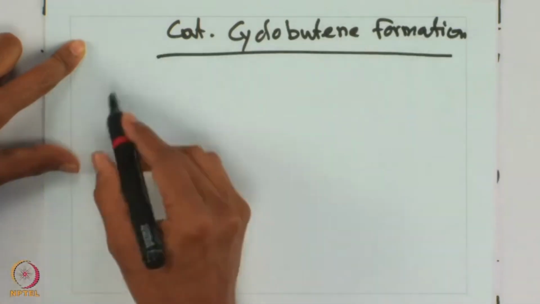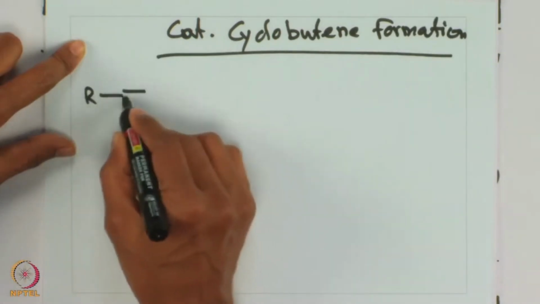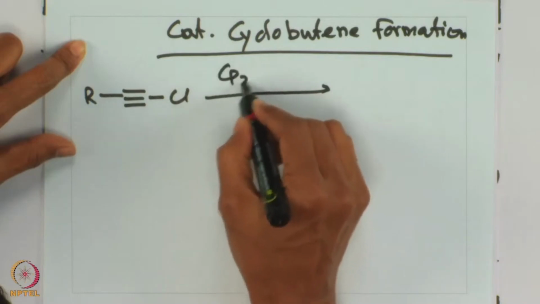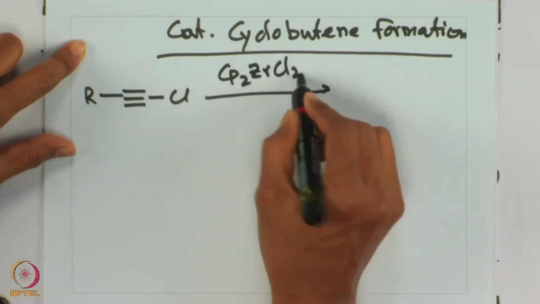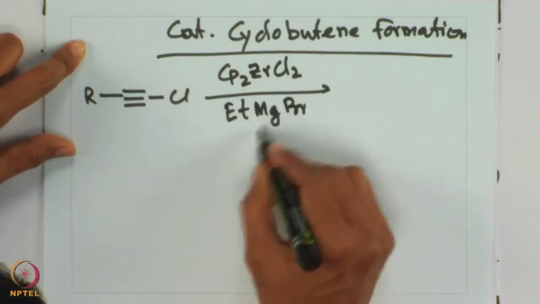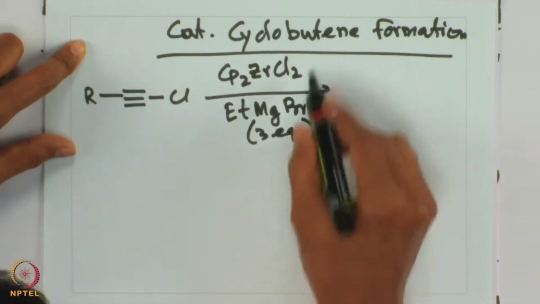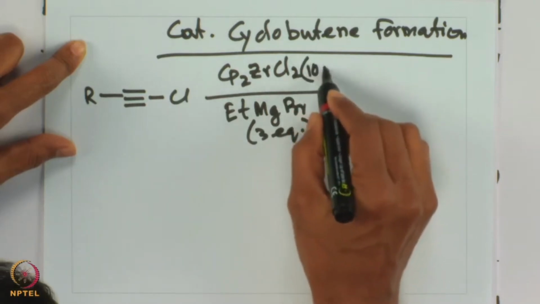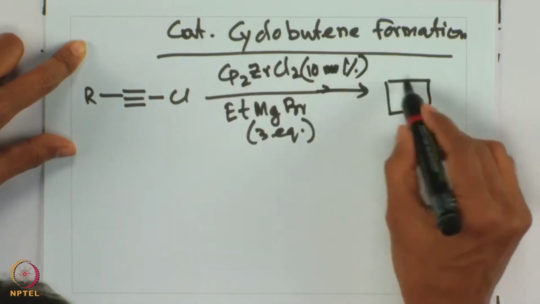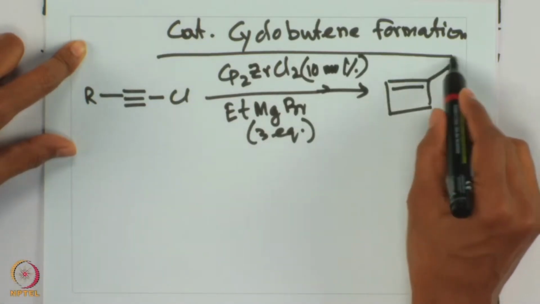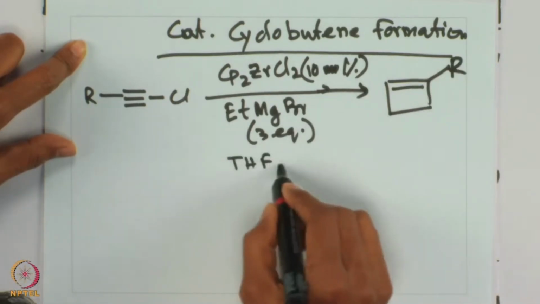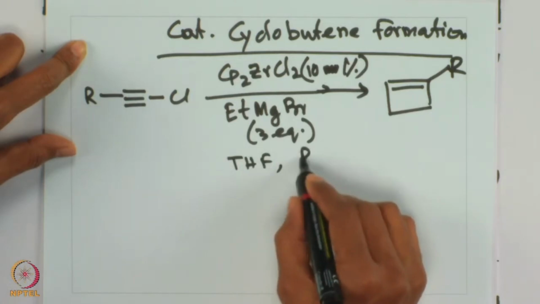Well, the reagent that is required for it can be an alkyne halide. With it we can have, for example, dicyclopentadienyl zirconium chloride, which is used quite efficiently, and a Grignard reagent, 3 equivalents of it, in presence of, let us say, 10 mole percent of the cyclopentadienyl zirconium reagent. Overall, it is a very beautiful reaction that gives rise to the cyclobutene by utilizing simple reaction conditions, in THF at room temperature.